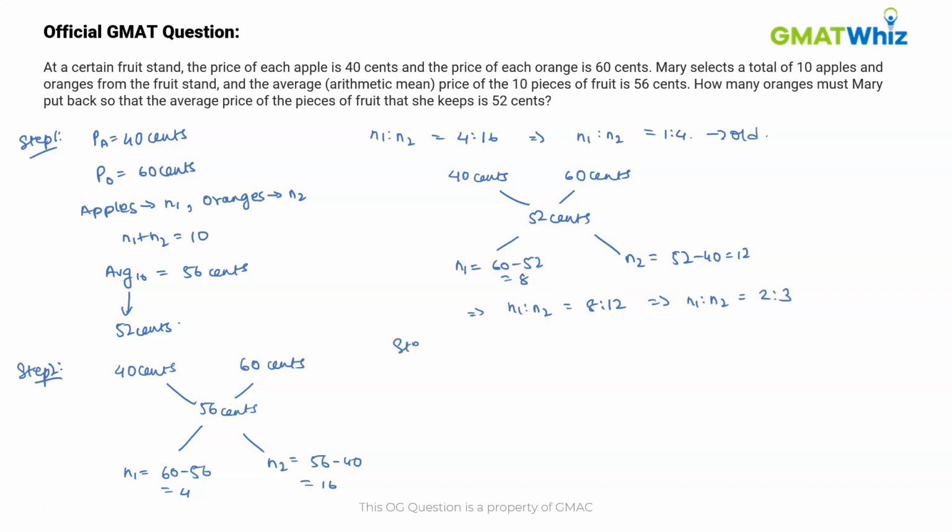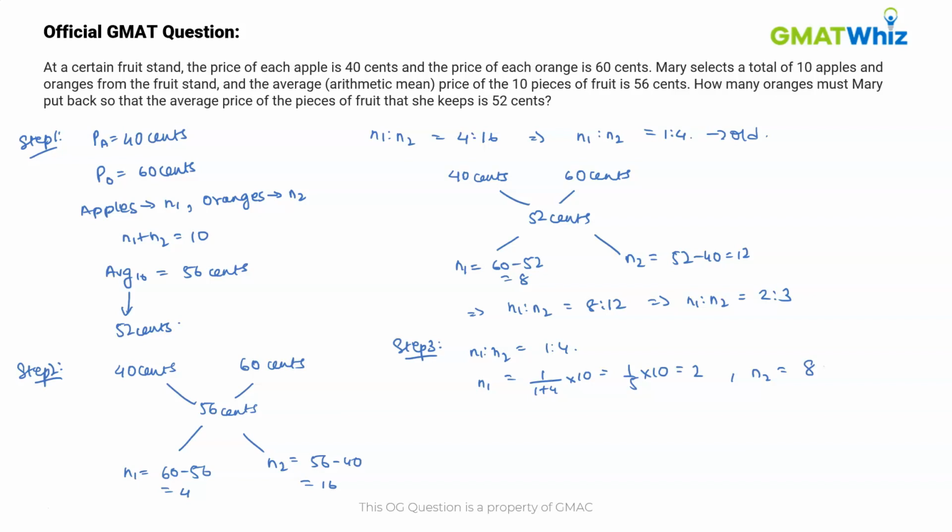Now, let's move on to step 3 and calculate the actual values of the number of apples and oranges. Now, the old ratio of N1 is to N2 is equal to 1 is to 4. Then, the number of apples that Mary buys is equal to 1 by 1 plus 4 times 10. This is equal to 1 by 5 times 10, which gives us 2. Then, the number of oranges that Mary bought when she bought a total of 10 fruits will be equal to 10 minus 2, which is 8.